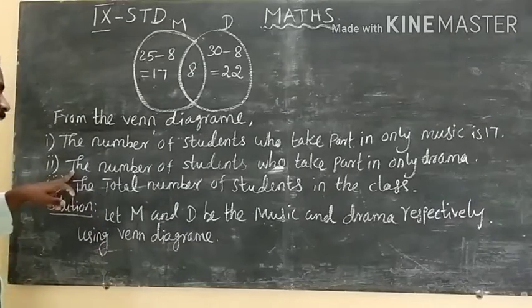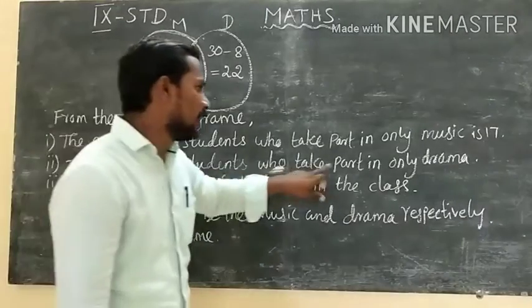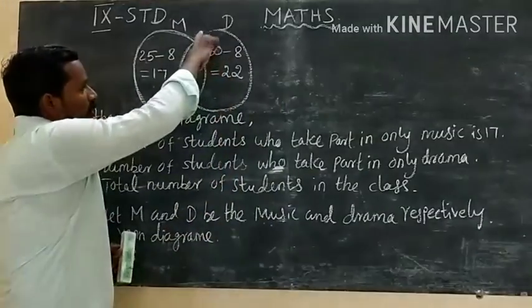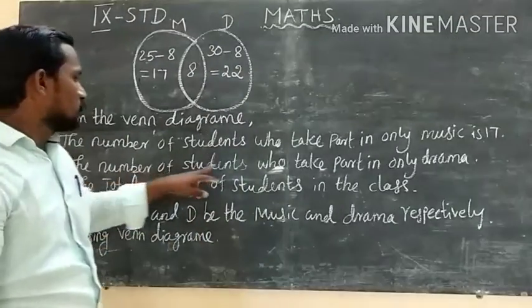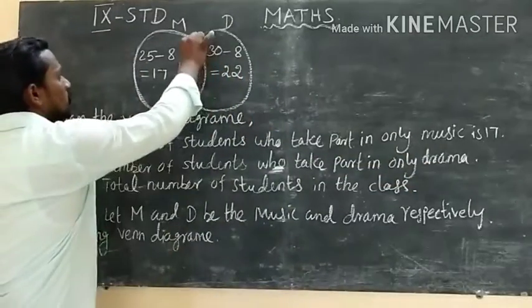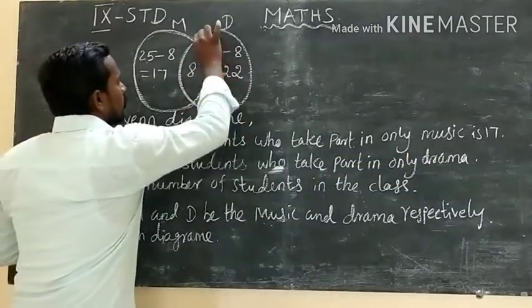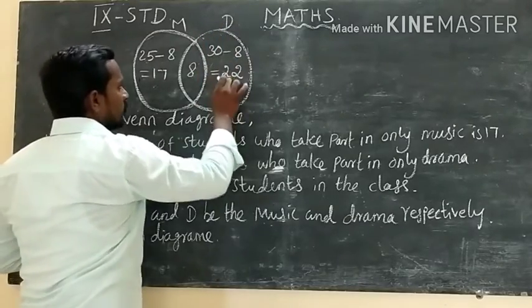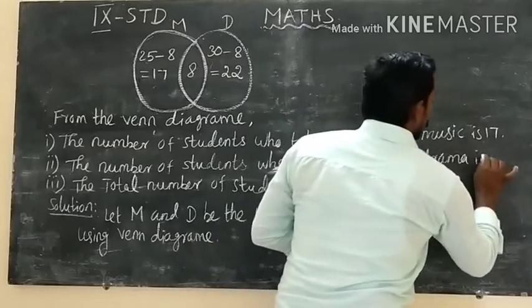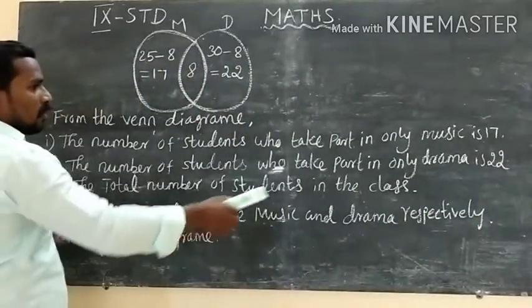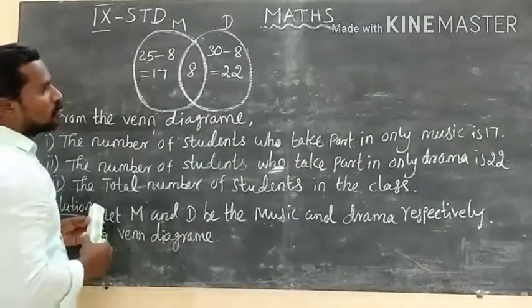Then the second question: the number of students who take part in only drama. Only drama is this region, and the value of this region is 22. So the number of students who take part in only drama is 22.